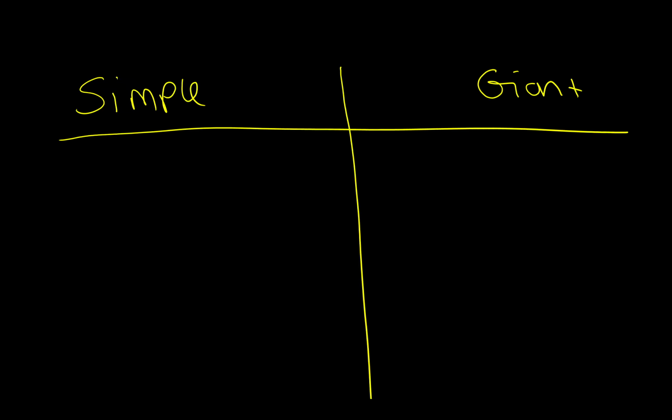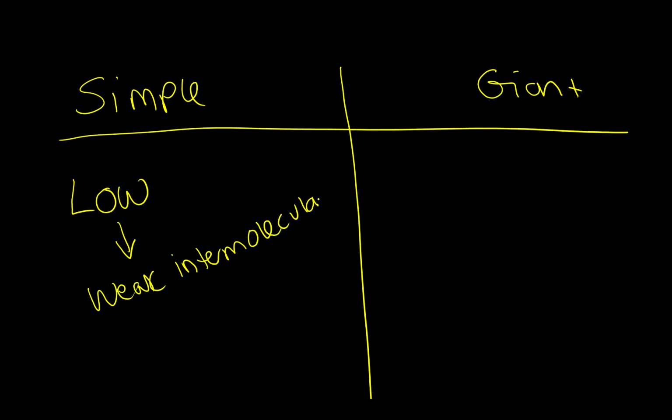What is the melting point of simple covalent? David. What's the melting point of simple covalent? Low. Why is it low? Yes, weak intermolecular forces. Good. So why do simple covalent substances like hydrogen, oxygen have low melting points? It's because of weak intermolecular forces.